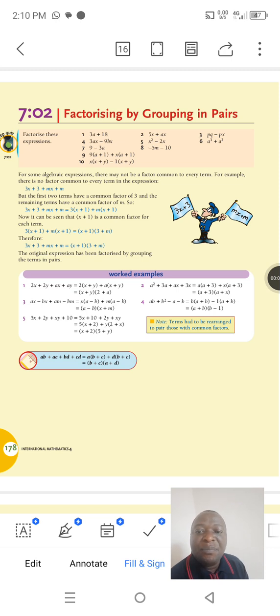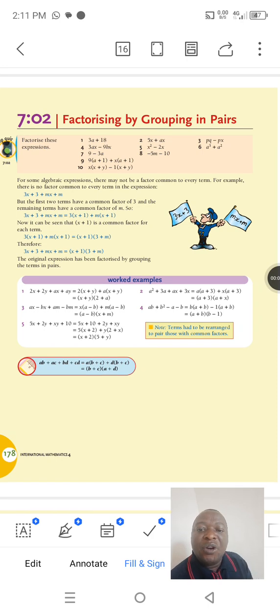We group 3x plus 3 and we also group mx plus m. We use brackets to group. So what is the common factor for the first pair? It is 3. So we factor out 3 and the expression becomes 3 into x plus 1. For the second pair, the common factor is m. So we factorize m out, then the expression becomes m into x plus 1.